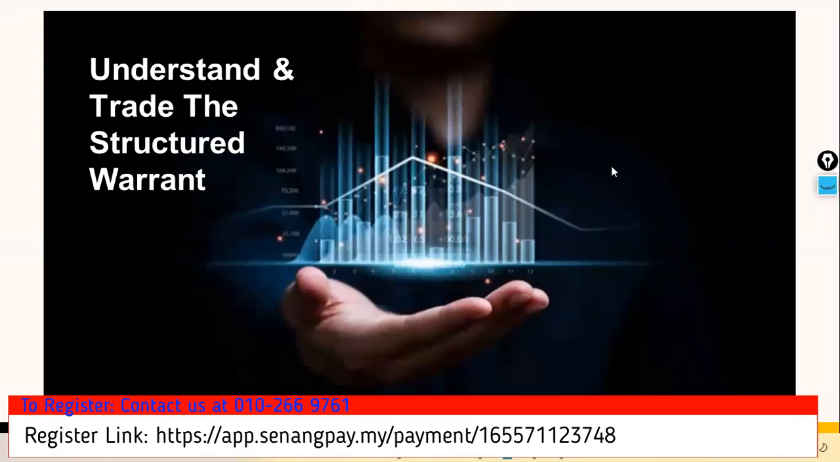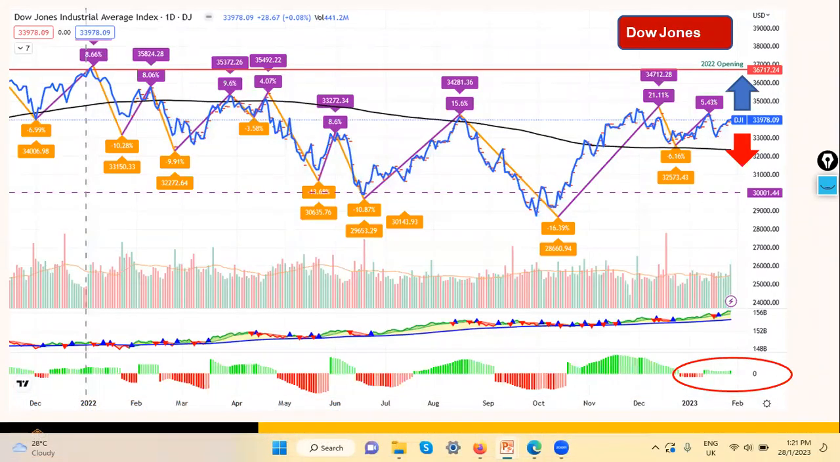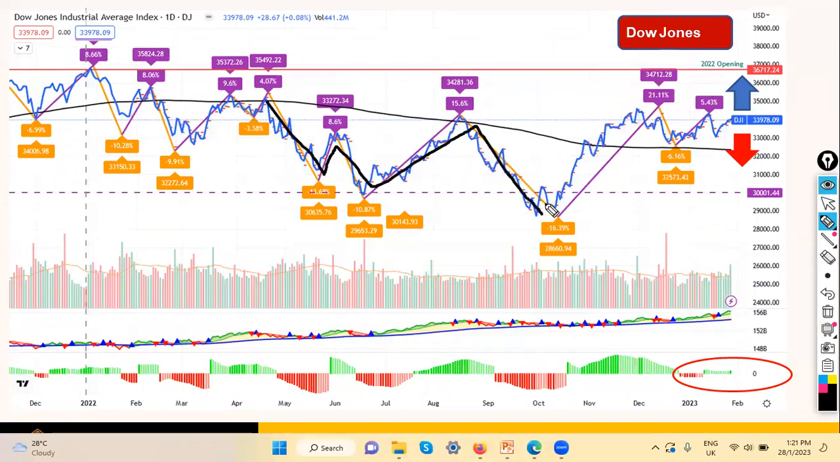Before I begin, let's have a short outlook on the current market situation. What you can see here is our Dow Jones, updated until almost the 27th of January. You can see we have a lot of zigzag movement like this, and it's already moving up.